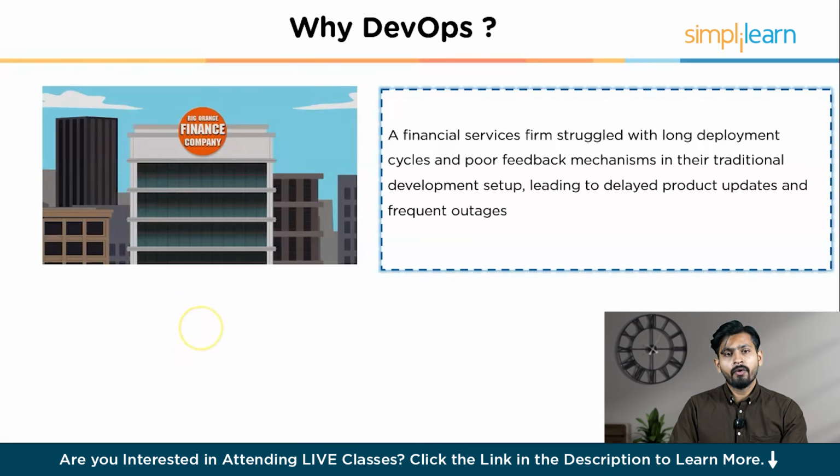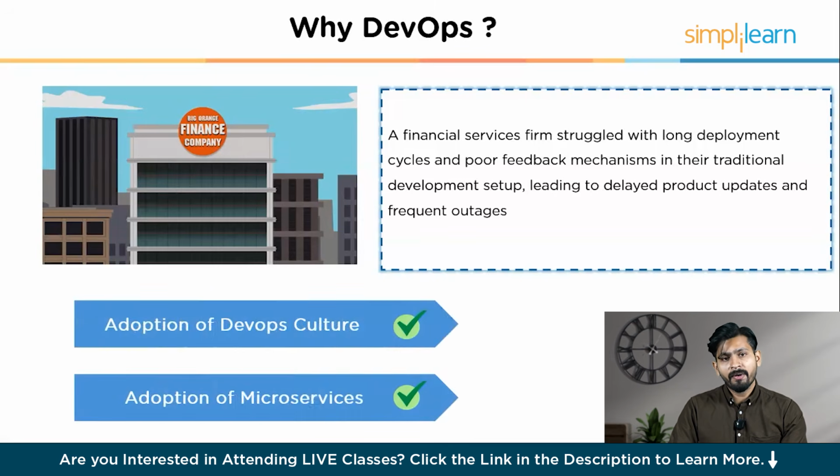So, this was the overall benefit of applying a DevOps culture in a financial firm. And they had two success outcomes. The first one was they adopted a DevOps culture, which helped them with faster delivery, and there was adoption of microservices, which helped their applications succeed and also improve the user experience.